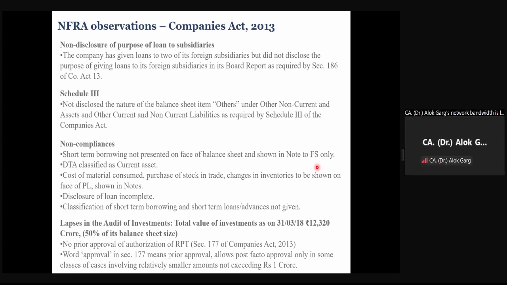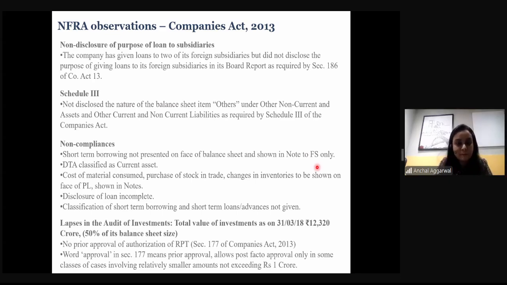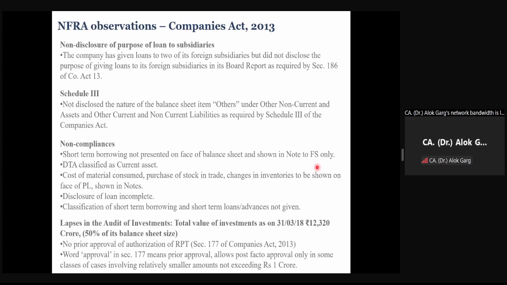Okay. So NFRA has also observed some non-compliances with the Companies Act 2013, for example, non-disclosure of the purpose of loan to subsidiaries. The company has given loans to subsidiaries, and the company has not disclosed the purpose of giving the loan to its foreign subsidiaries in the Board of Directors report as required by Section 186.